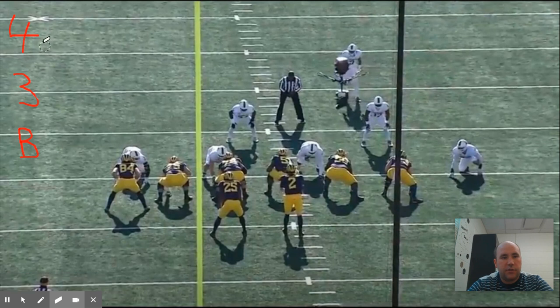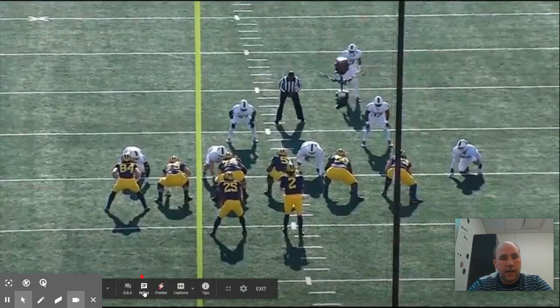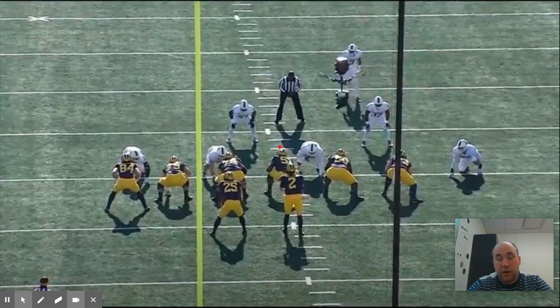But if you teach the structures of 4 down, 3 down, and bear, that becomes a little easier. So let's talk about how we ID those structures. This is all about making life easy on the center so that he can communicate inside out. So the center is going to come up to the ball, and the first thing he's going to think is, do I have a guy head up on me or not? In this picture, there is nobody head up on the center. So he's going to call out 4 down, right?